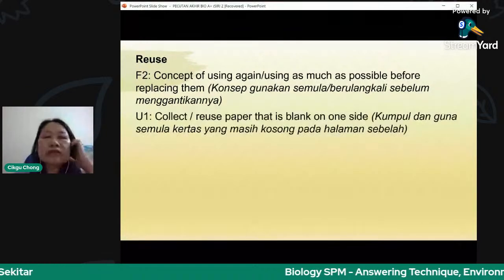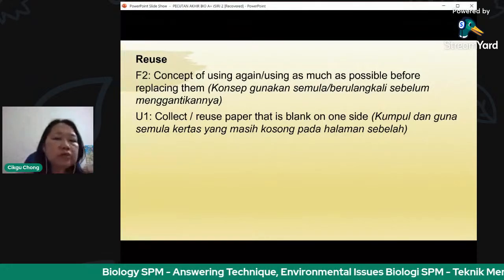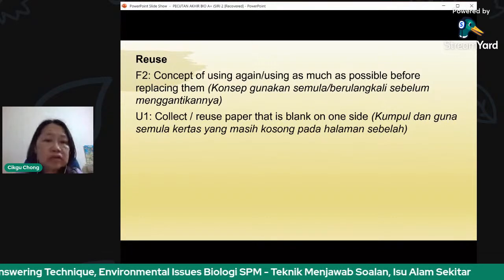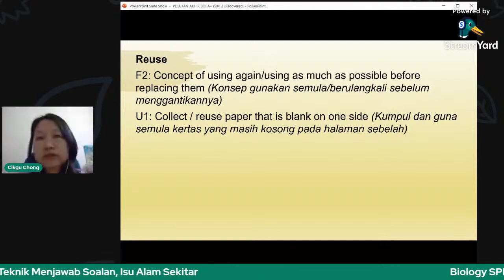So you reuse paper, like I said. One side you already printed, you've written one side, you can use the other side to use for your rough drawing or whatever, or your calculation. Next, donate unwanted computer, things that you do not want to use, but maybe other people can make use of it. Okay, some people do not mind.